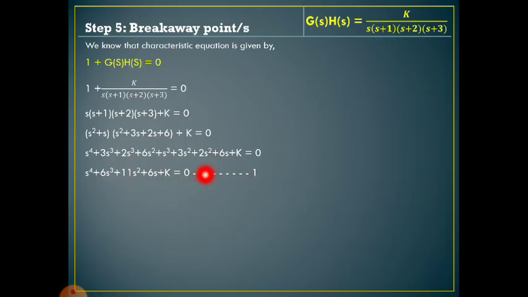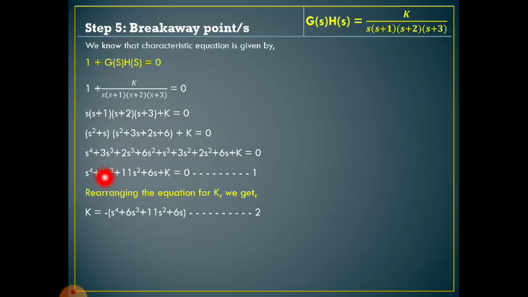Once you have your characteristic equation, rearrange it so that you will get a value for k. So we will get an expression for k as this. If you take the terms other than k to the other side, all the plus terms will become minus.